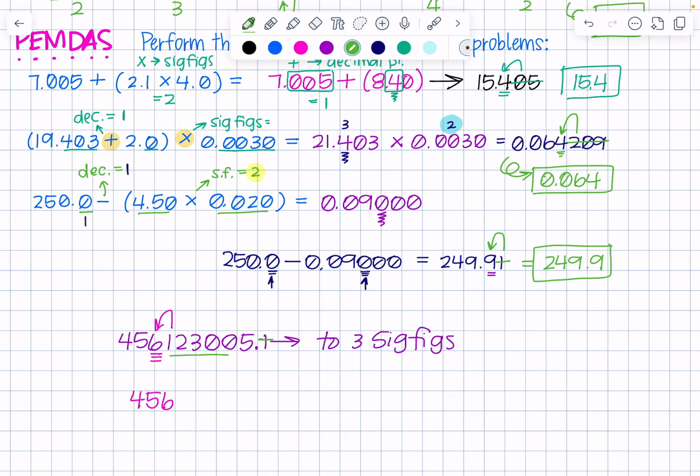But what do I do with these numbers? Because they're not to the right of the decimal place. When you have extra digits to the left of a decimal, after rounding, turn them to zeros. So in this case, I've got 6 digits. Turn them to 0. And then I'll drop that 0.1.